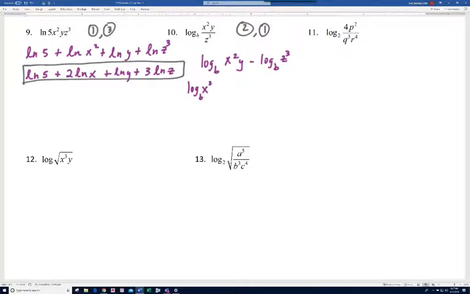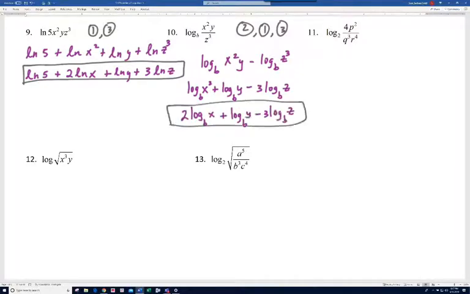It'll be log base b of x squared plus the log base b of y, and then minus the log base b of z cubed. Now I'm going to go ahead and use property 3, the power rule, and pull that 3 out front. And I also need to do it here. So we're going to end up with 2 times the log base b of x plus the log base b of y minus 3 times the log base b of z.